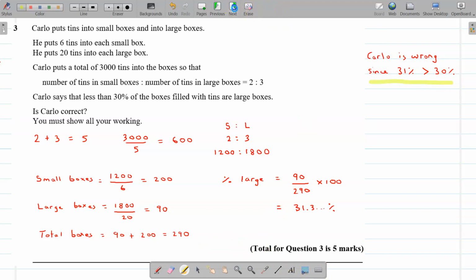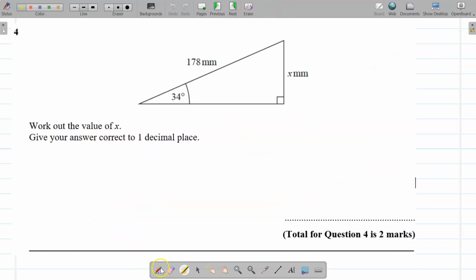Next question. This is quite a simple trigonometry question. Work out the value of x, the length. So you're working out a length. You know the hypotenuse. You've got the opposite to the angle. So the opposite over the hypotenuse is the sine of 34. So you must write down sine 34 equals x over 178. Don't just go straight to the calculator.